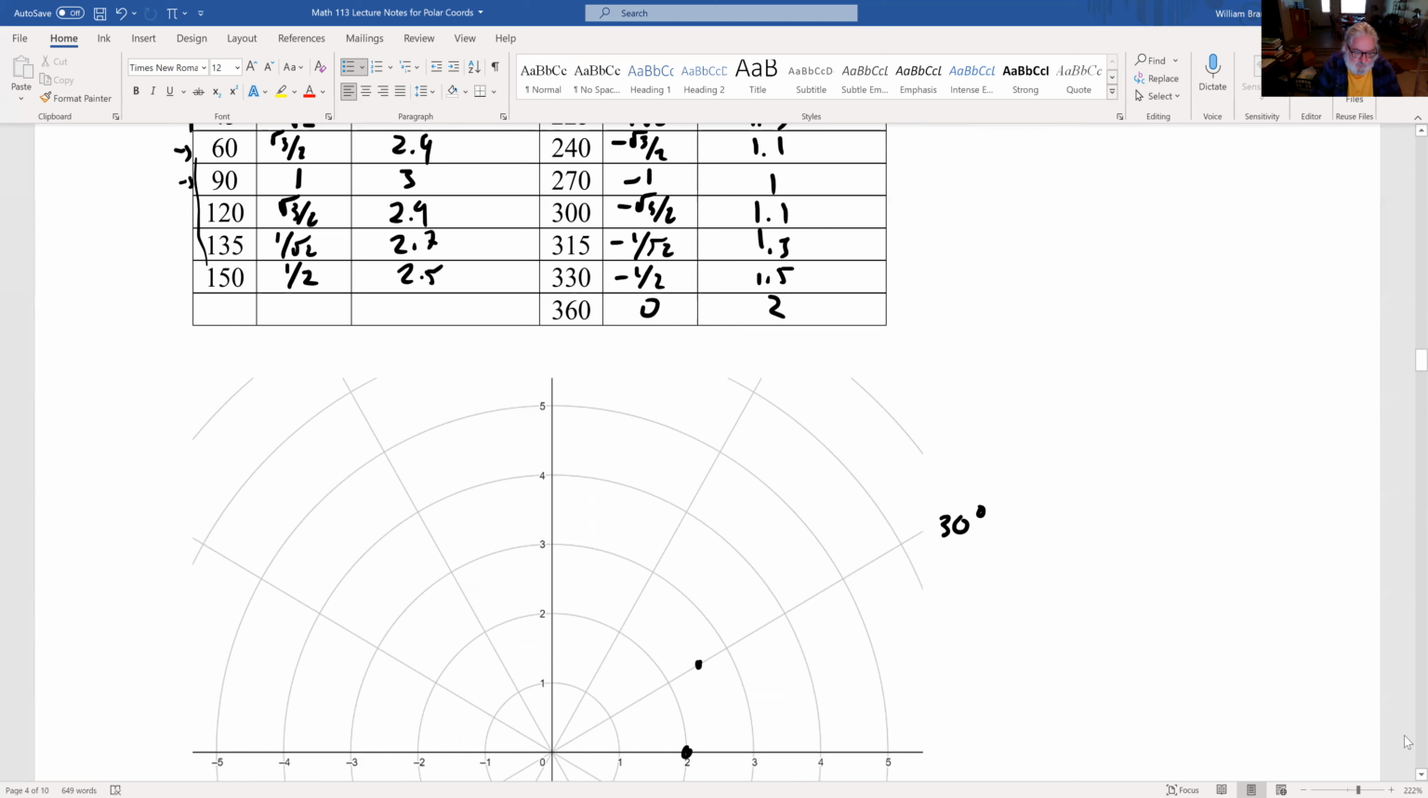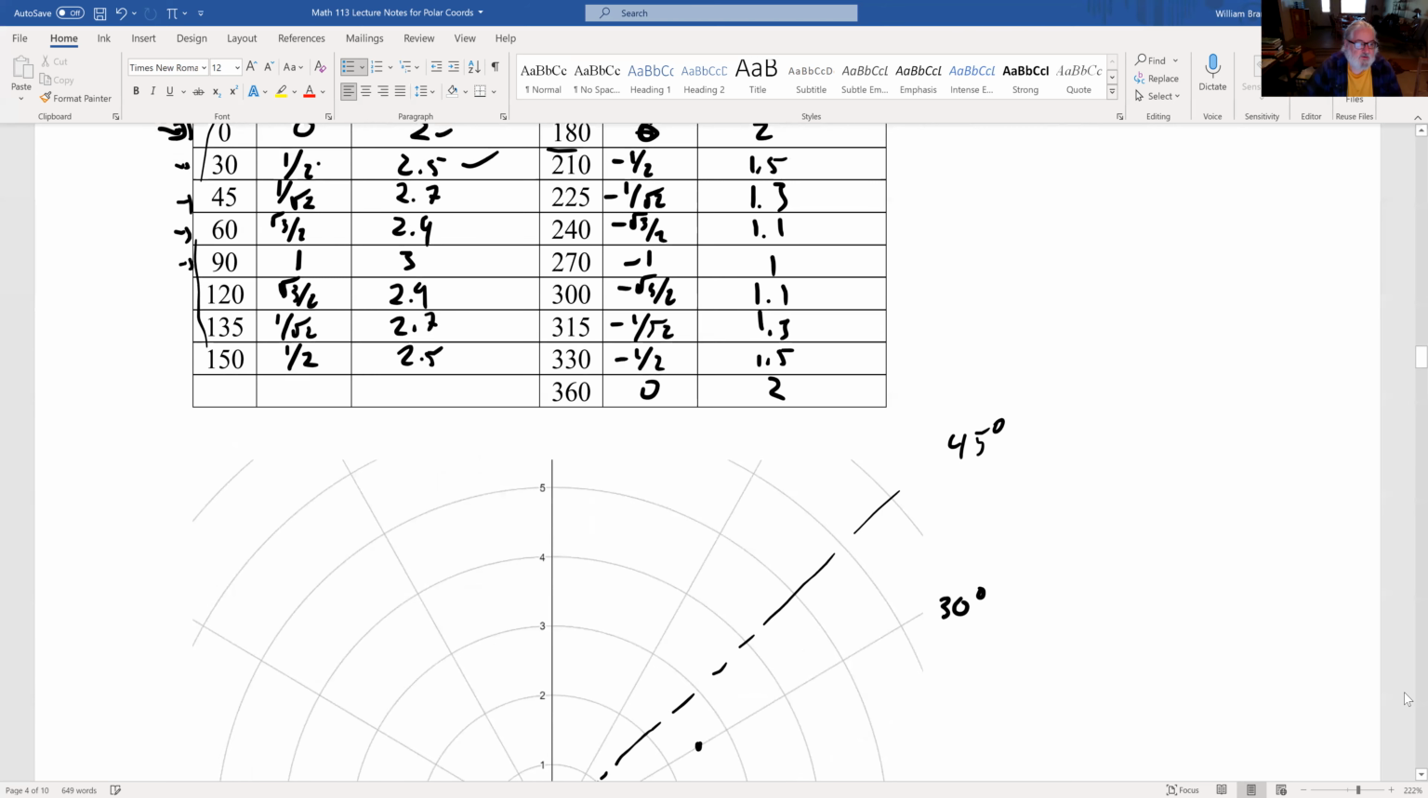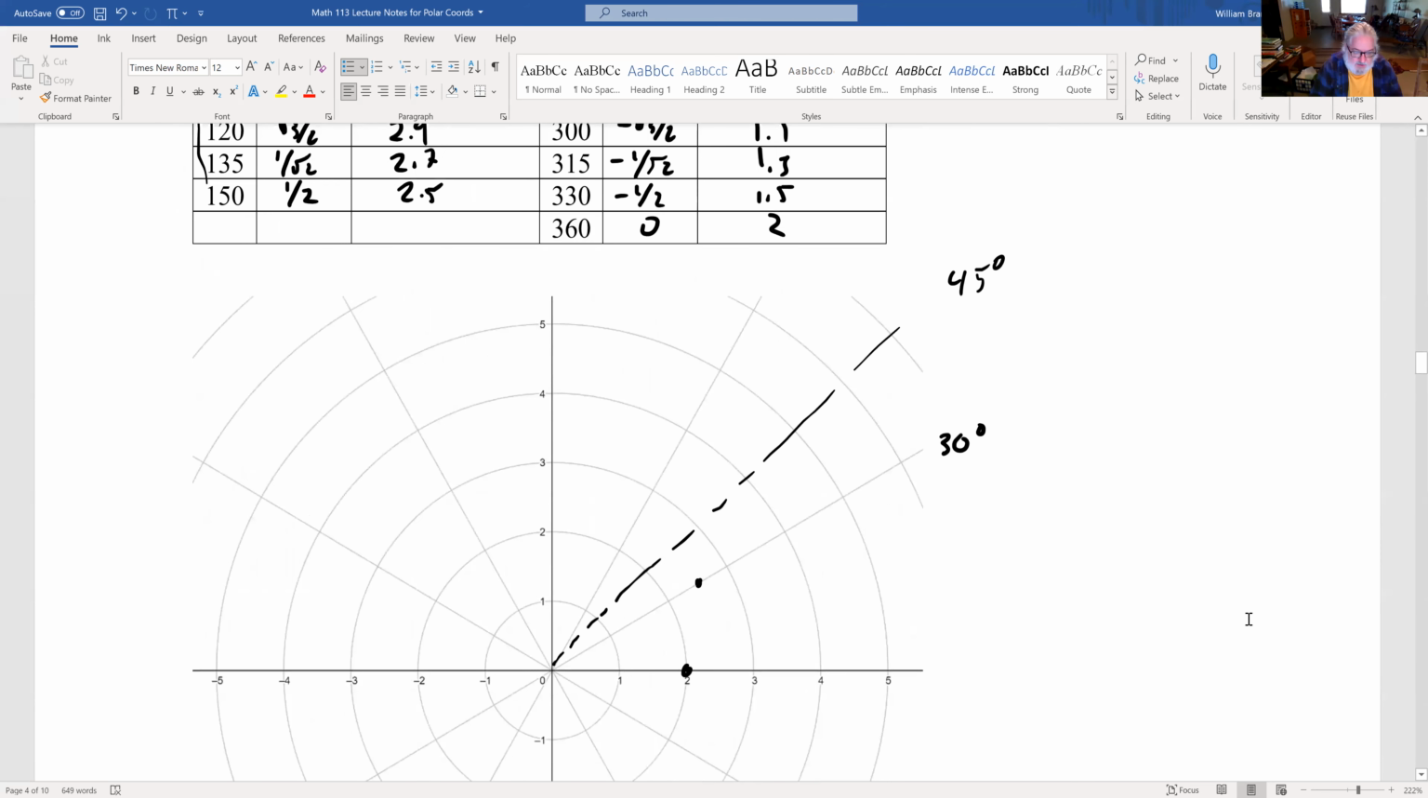Now we don't have a 45-degree axis on this particular picture, but there's 45 degrees. How far out do we go for 45 degrees? 2.7. So I don't know exactly where that is, but it's around here. And then at 60 degrees, we're at 2.9. And then at 90 degrees, we're actually at 3. And then going around the other way, we actually mirror it.